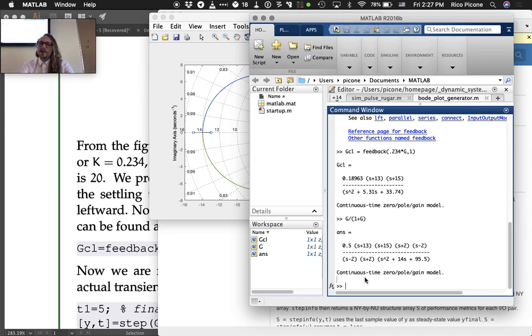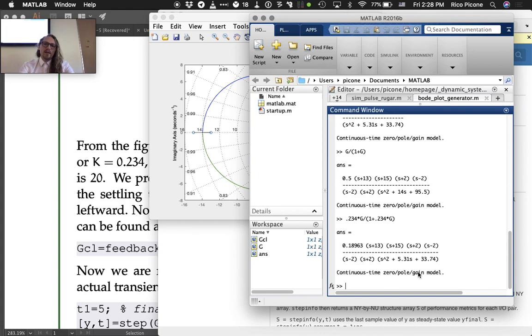It didn't get the cancellation. These cancel. And then I believe it's the same. Something seems off, though. Is that not right? G over 1 plus G? That's the formula, right? For the closed loop transfer function? Anyways. I'm not sure what's up with that. It's a little bit off there. What's going on, guys? Oh! Because I didn't include my gain, right? So what I need to do is 0.234 G over 1 plus 0.234 G.